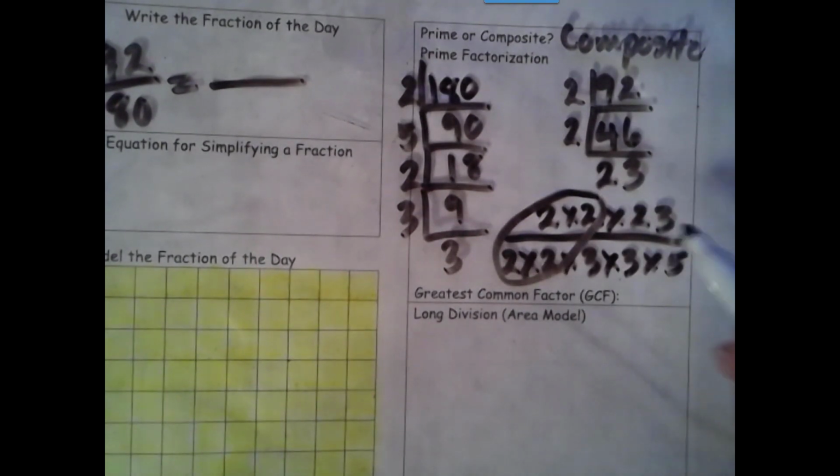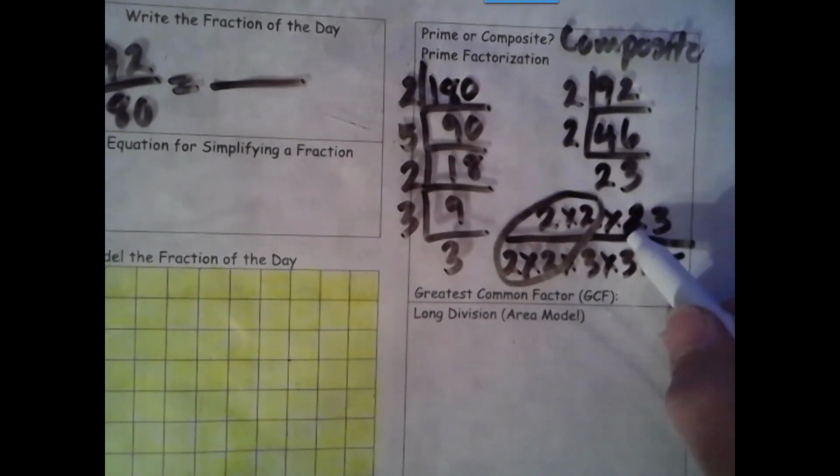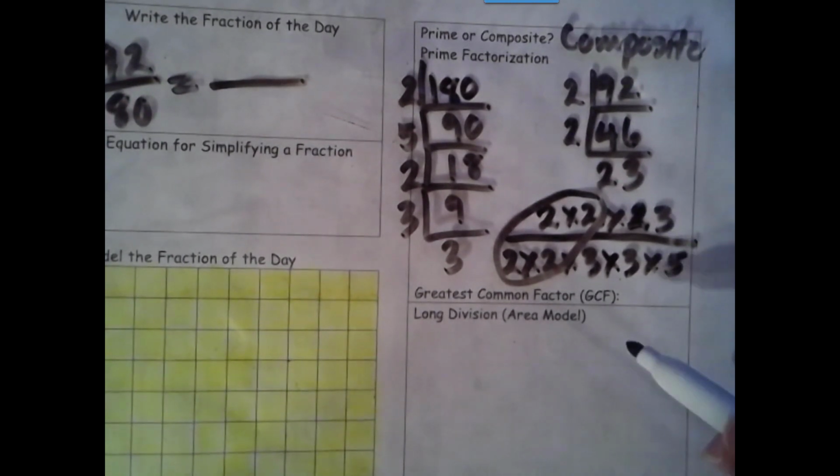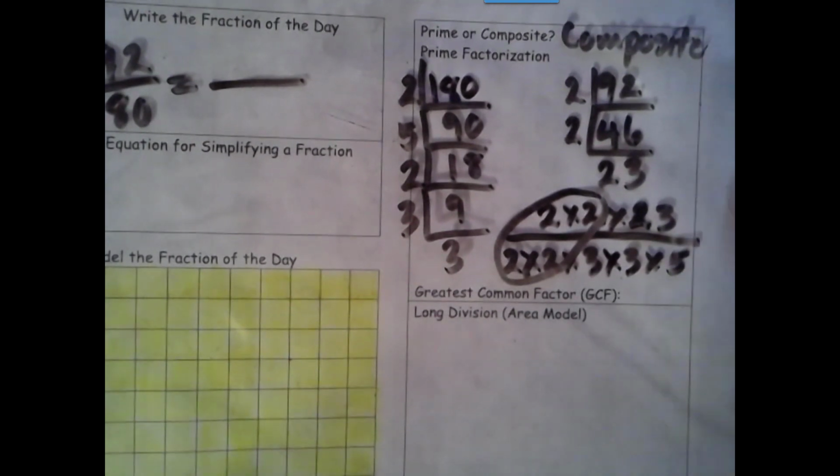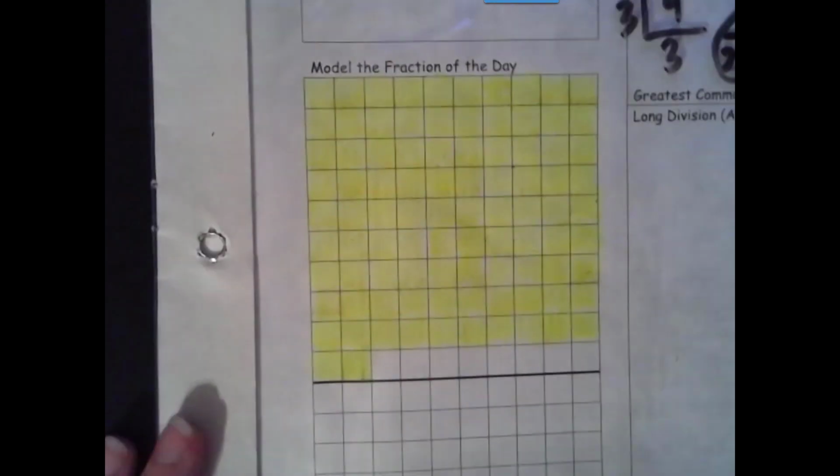Now 23 does have a 3 in it, but remember, we're not looking for a common digit, we're looking for a common number or factor. So it's not 3, it's 23. So we have 23 left in the numerator, and 3 times 3, which is 9 times 5, which is 45. Our greatest common factor is 4, so let's go ahead and make our groups of 4.